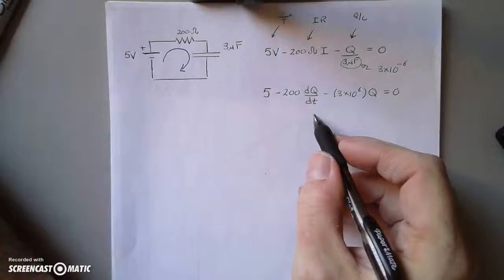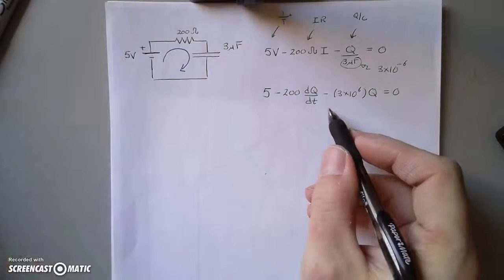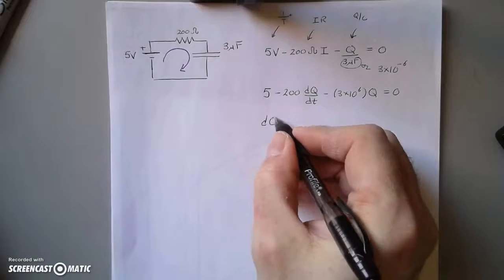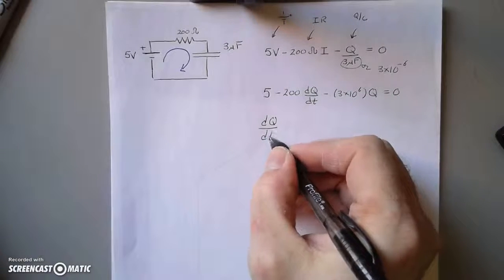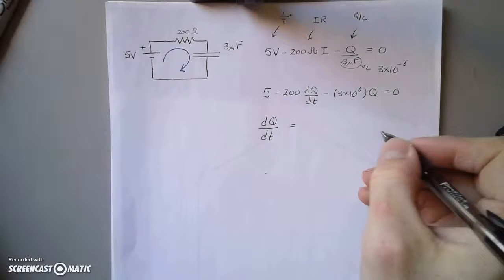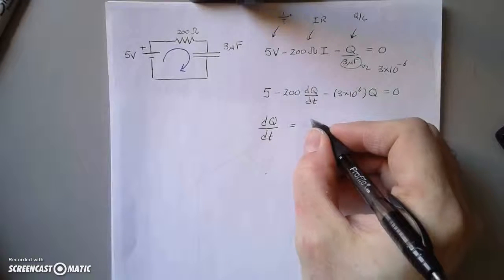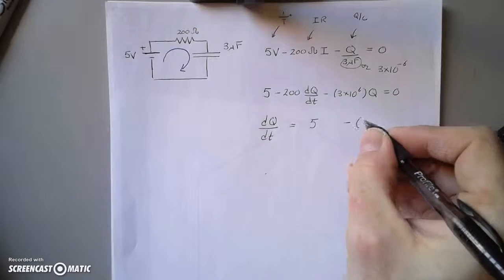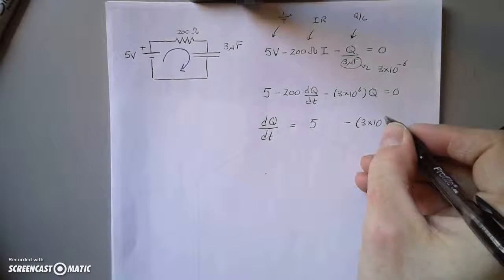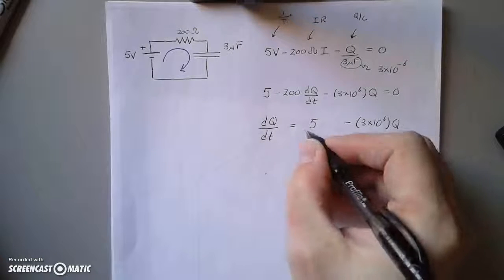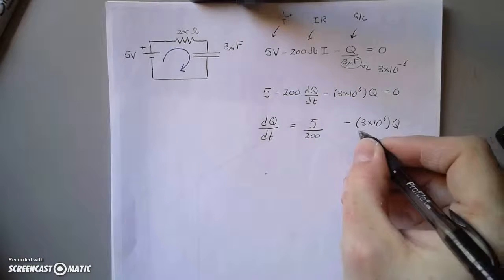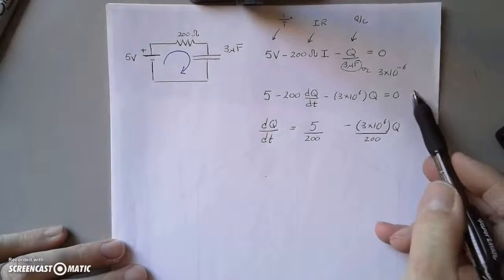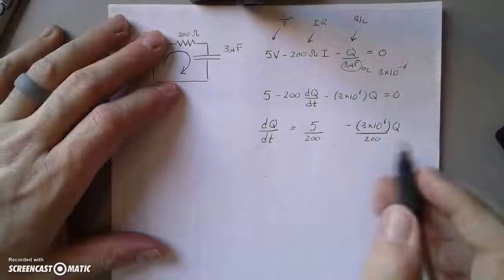The first thing I ask you in your homework is to do a flow on the line for your differential equation that has numbers. So we'll do the same thing. Let's try to solve this for dQ/dt. You'd have a 5, minus 3 times 10 to the 6 Q, and you're going to divide by 200. I think that's right. Moving the derivative over, divide by 200.